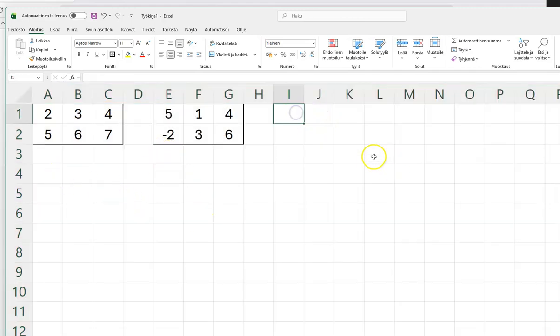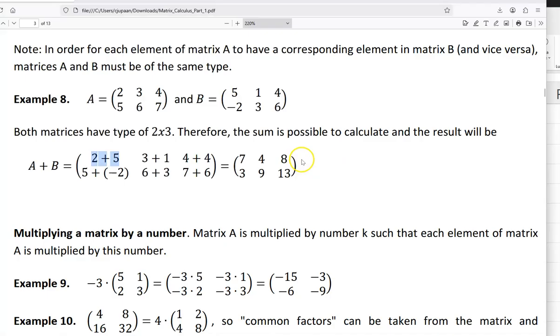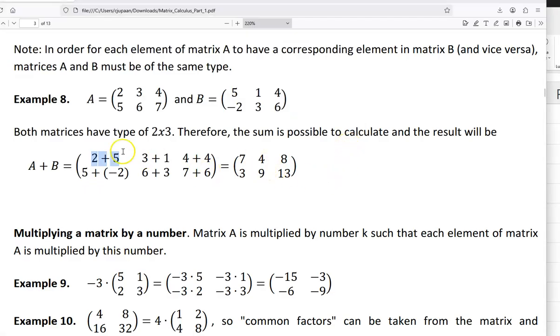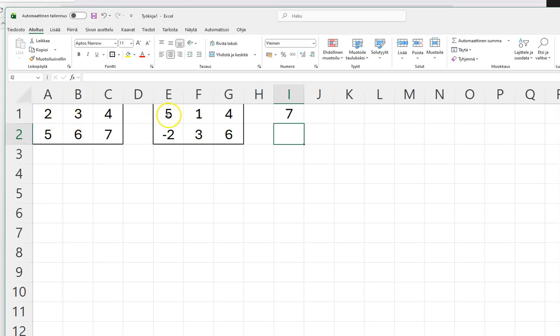So it is very simple. I check that I have the same matrices there. Yes. So in Excel you just write a formula here. You pick this entry and plus this entry. So A1 plus E1 gives us the first element, 7. Of course it is 7, because those two numbers have to add together. And then I just copy this formula to the other elements, like that.